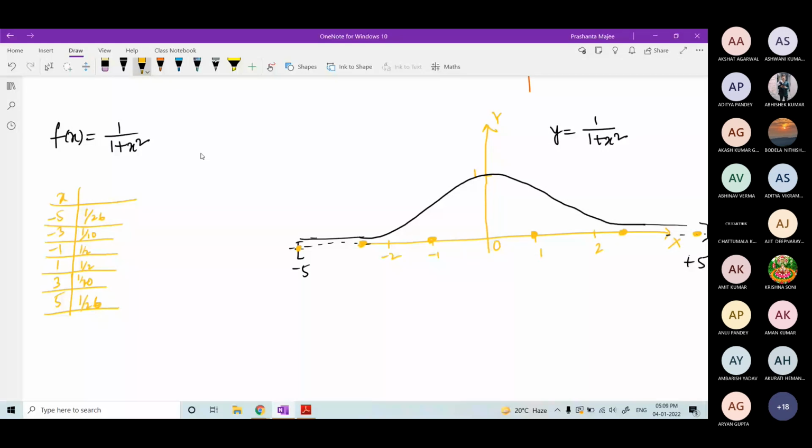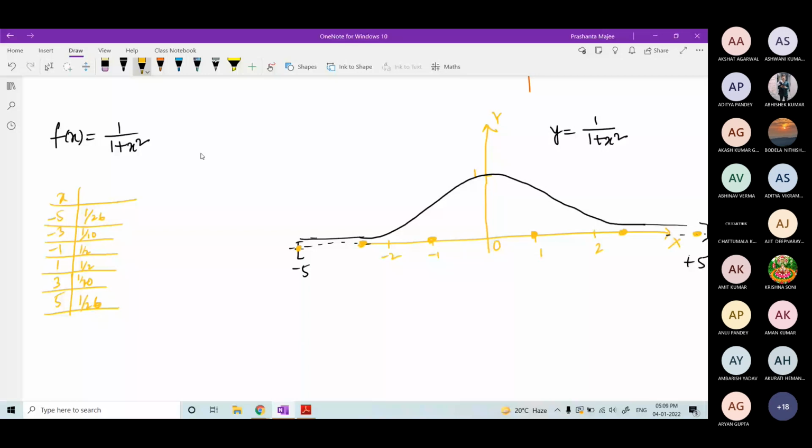You can apply Lagrange interpolation formula. You can apply Newton's divided difference formula. Any formula you can apply, and you find out what is the polynomial passing through these 6 data points. And if you find out the polynomial and plot it along over this graph, it will be something like this. Let me see that.